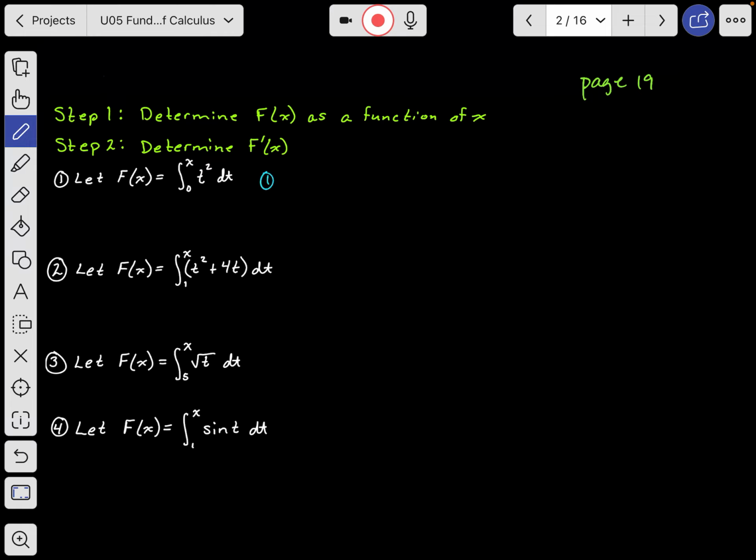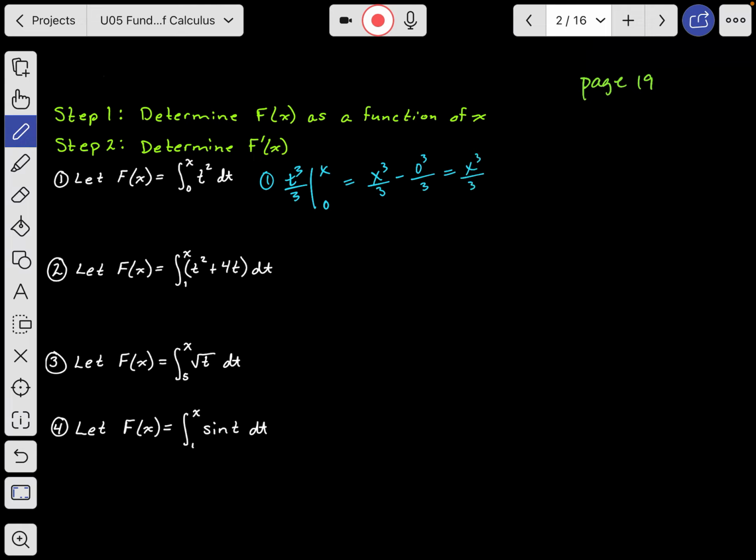The antiderivative of this function would give me t cubed over 3, and then we evaluate that from 0 to x. If I were to substitute in x, that would just give me x cubed over 3, and then if I substitute in 0, 0 cubed over 3, and when I clean that up, that would just give me x cubed over 3. So that's step 1.